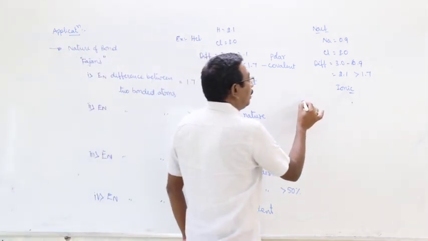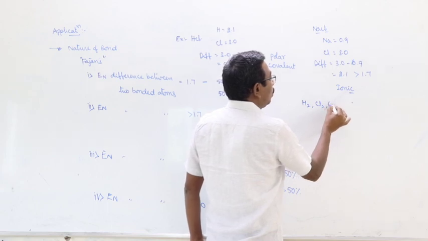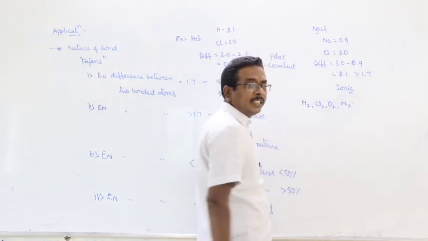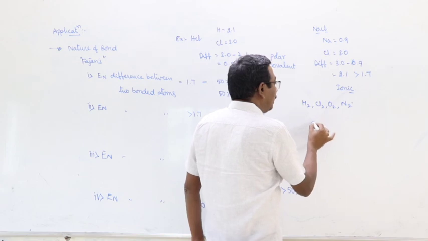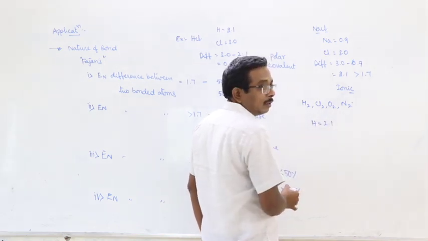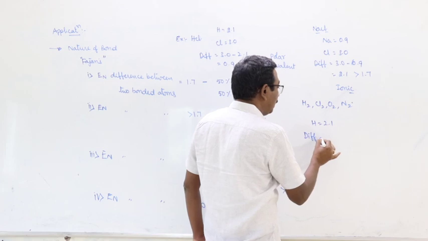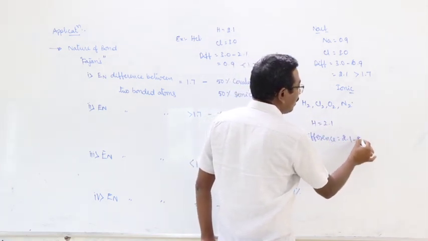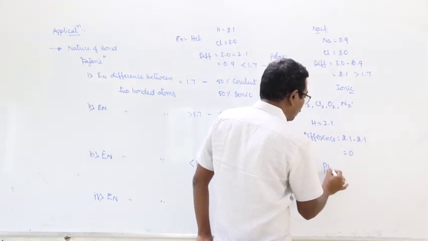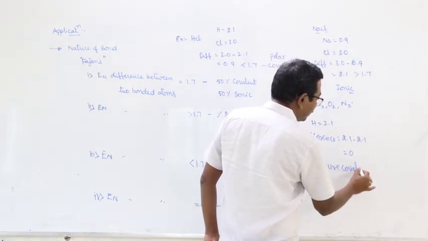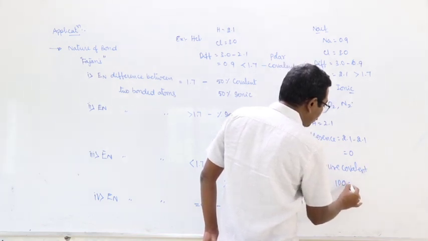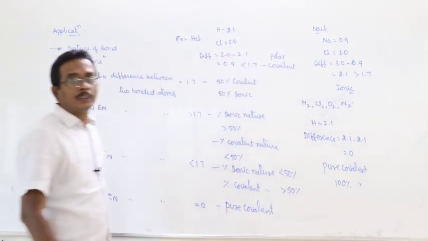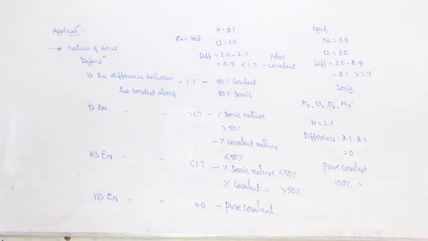And the third example: H2, Cl2, O2, N2. These are all pure covalent. How can you say? Hydrogen electronegativity is 2.1. The difference in the electronegativity between the two hydrogen atoms is 2.1 minus 2.1, that is equal to 0. This is pure covalent, meaning 100% covalent. This is the first point.